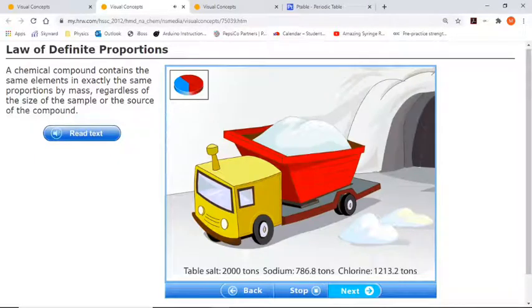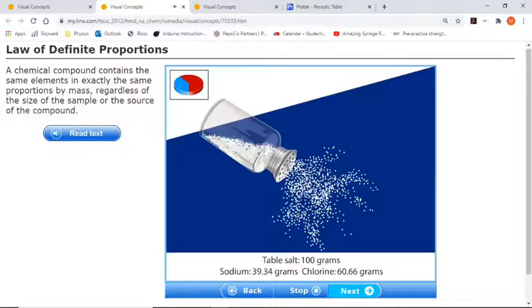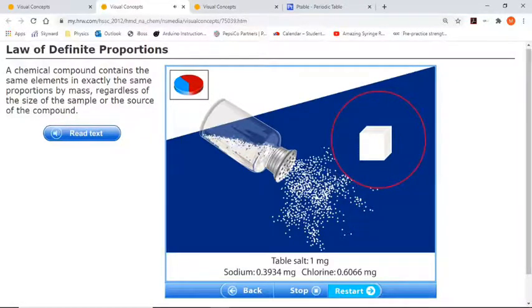The salt in the walls of a salt mine might consist of 786.8 tons of sodium and 1,213.2 tons of chlorine, but the proportion is still 39.34% by mass sodium and 60.66% by mass chlorine. A salt shaker with 100 grams of salt would contain 39.34 grams of sodium and 60.66 grams of chlorine. The proportions are still the same. A single grain of salt still contains 39.34% by mass sodium and 60.66% by mass chlorine.